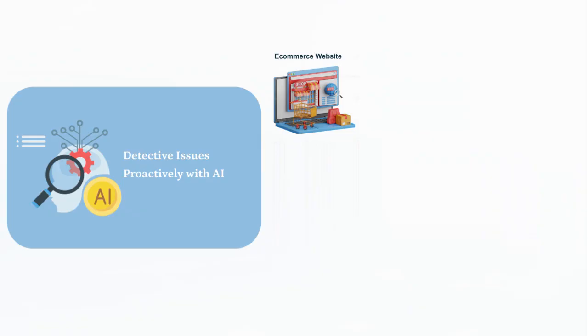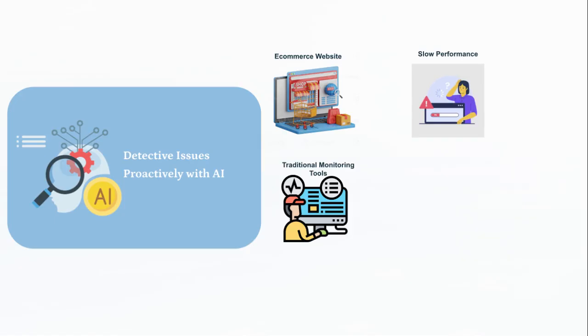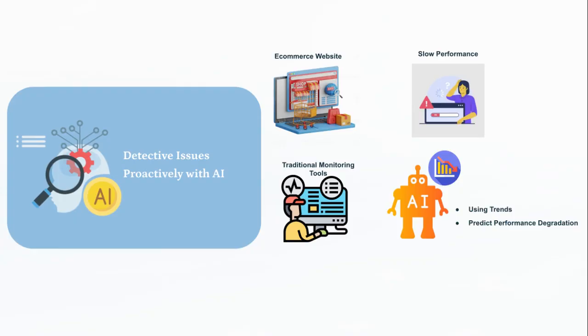AIOps leverages machine learning models and real-time data analytics to detect anomalies before they escalate into major incidents. Imagine an e-commerce website experiencing slow response times. Traditional monitoring tools might alert you when a threshold is breached, but AIOps solutions can analyze trends and predict performance degradation before users notice a problem.